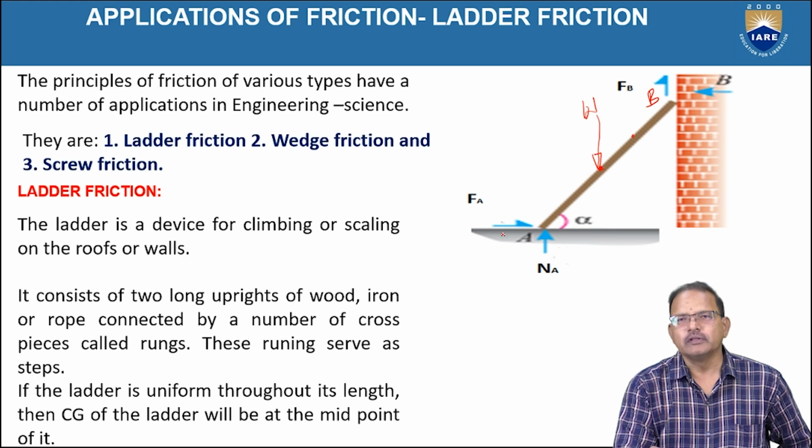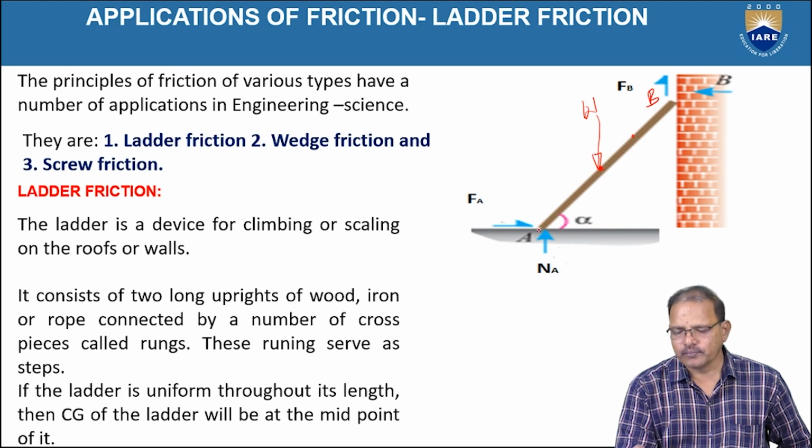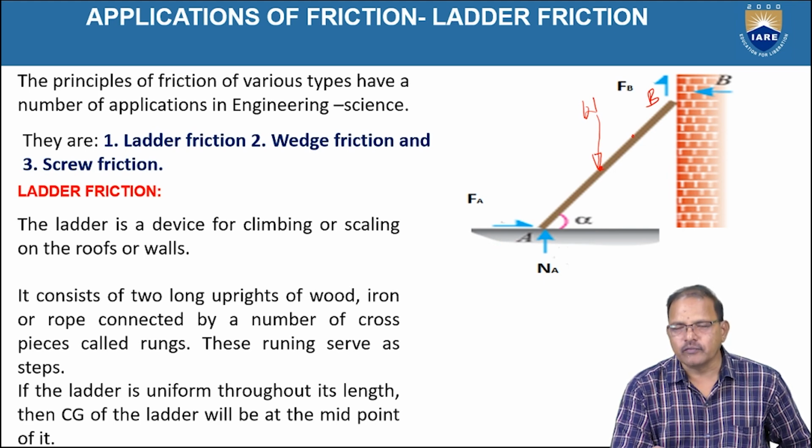One is the friction force, which always acts toward the vertical wall as shown in the figure, because it is preventing the sliding of the ladder toward the left-hand side. And NA is representing the normal reaction at A.